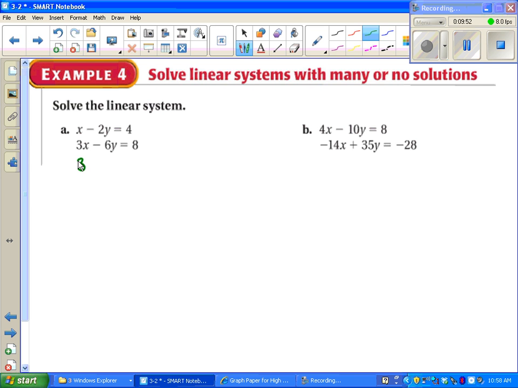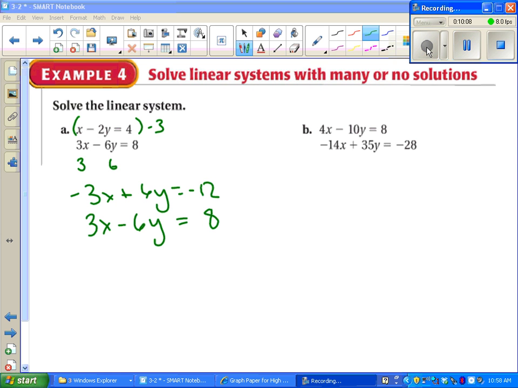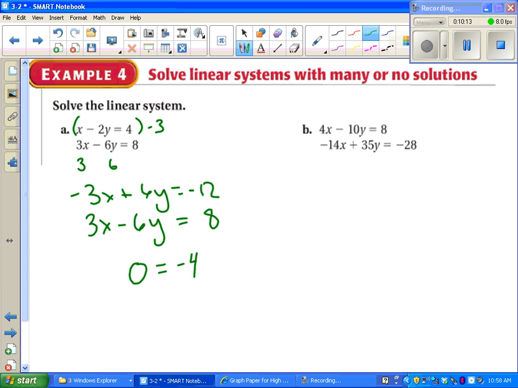Looking at part A, it looks like I can use 3 or 6 as my number. I prefer small numbers, so I'm going to make the top equation -3, the bottom give me the +3. Let's see what we end up with. We can see the x's cancel out. We see that the y's happen to cancel out this time too. We end up with 0 equals -4. We all know that's not true. That's an example of no solution. That means these lines were parallel. If you don't believe me, you can graph those lines and see for yourself. Those are parallel lines.